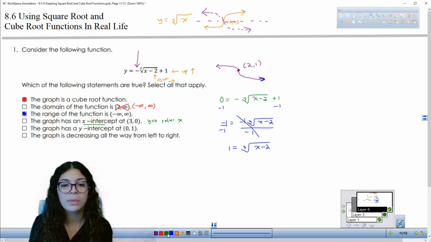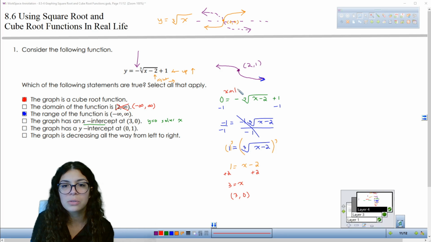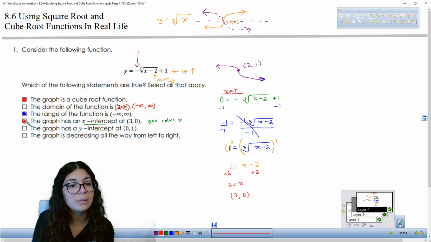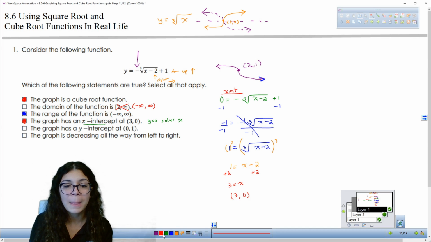Then I have to get rid of the cube root, so I will go ahead and cube both sides. 1 cubed is just 1, so I end up with x minus 2. And lastly, I need to get rid of the minus 2, so I will add 2 on both sides, so I end up with 3 equals x. So when the y value is 0, the x value is 3, so that is our x-intercept, and therefore this is in fact correct. All right, let's look at the next one.